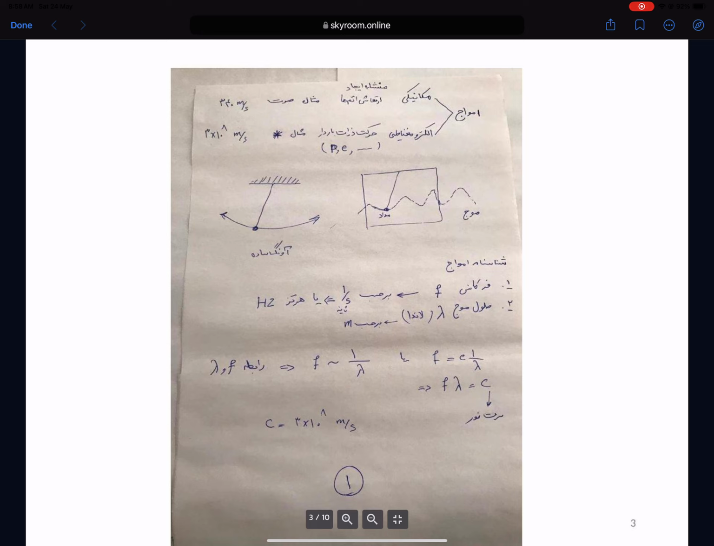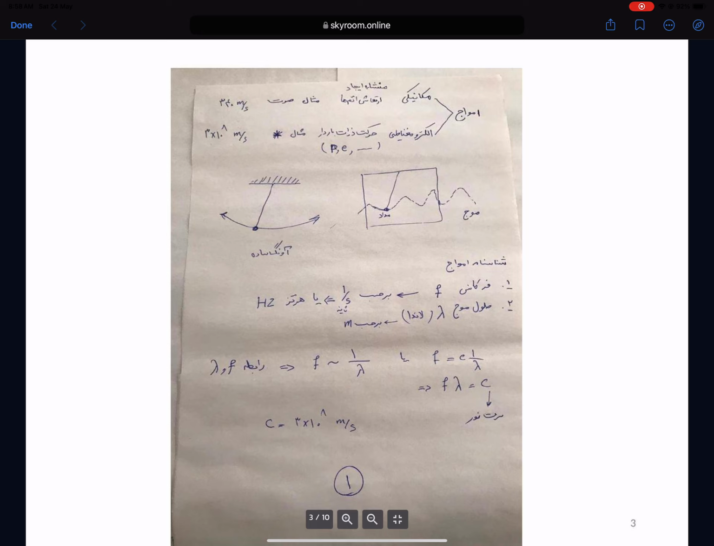For example, light is a type of electromagnetic wave, and its speed is 3 × 10^8 meters per second, which is about 300 million meters per second. For a good estimation, we can say that the speed of electromagnetic waves is 1 million times more than mechanical waves. And I told you this is because electromagnetic waves are not affected by environmental conditions.